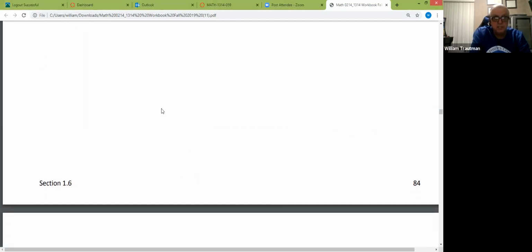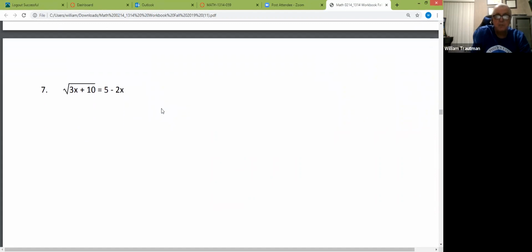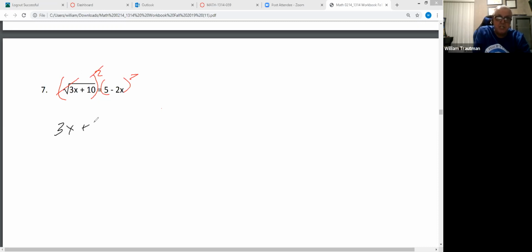All right. Number 7. I have the square root, the radical, by itself. So I want to get rid of that radical symbol by squaring both sides. The opposite of square root is squaring. I'm going to square both sides. Square and square root cancel. I'm left with just the stuff inside, 3x plus 10. On the right-hand side, I have 5 minus 2x, but it's a square. So you have to write it down twice and distribute that.